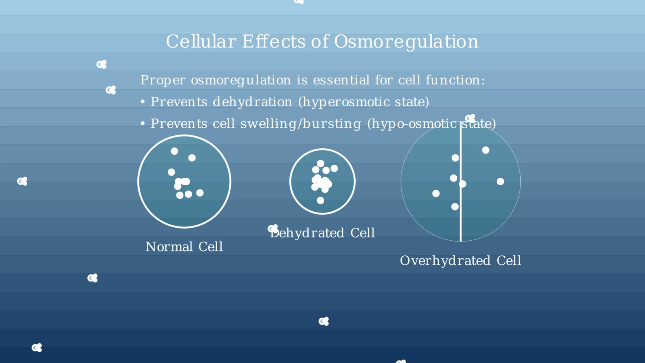When osmoregulation functions properly, cells maintain their optimal volume and internal environment, enabling all cellular processes to function efficiently.